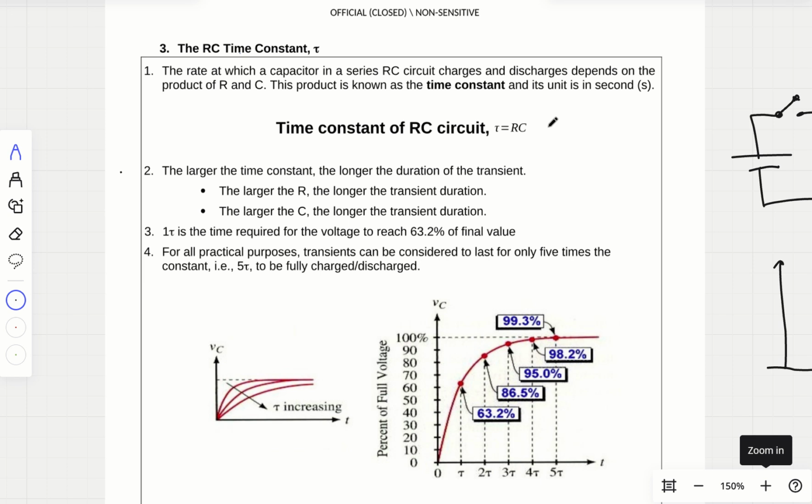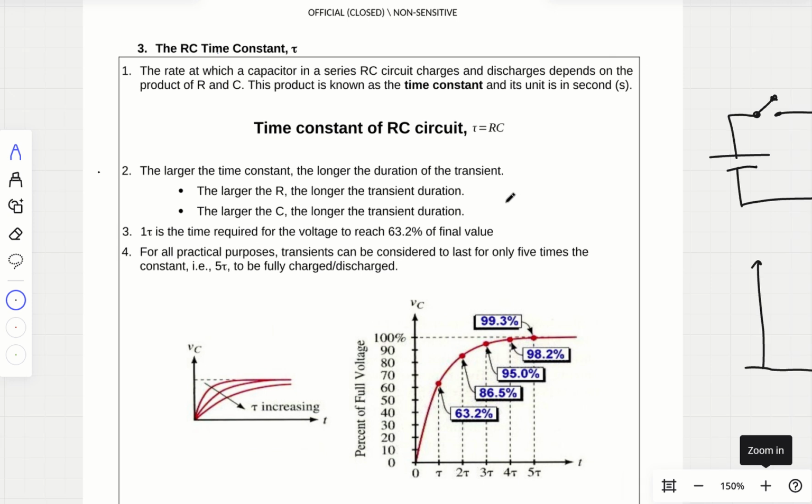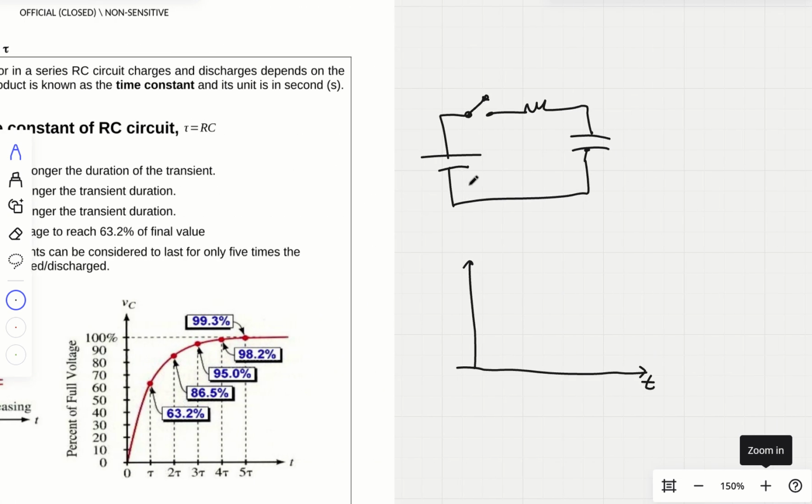In this video, we will learn about RC time constant. In the previous video, we saw that in an RC circuit, if we apply a source voltage of E and then we turn on the switch, the current will charge the capacitor and the voltage across the capacitor, VC, will gradually increase.